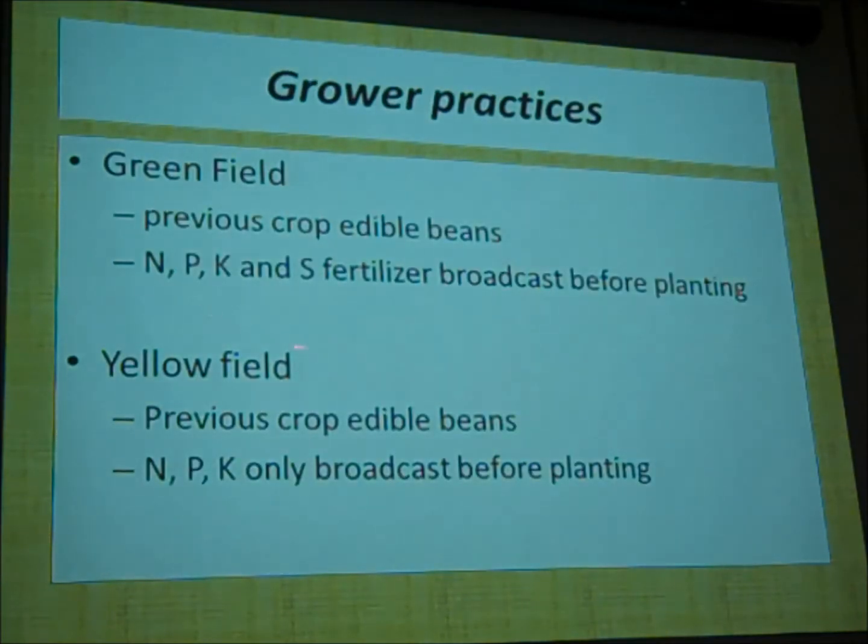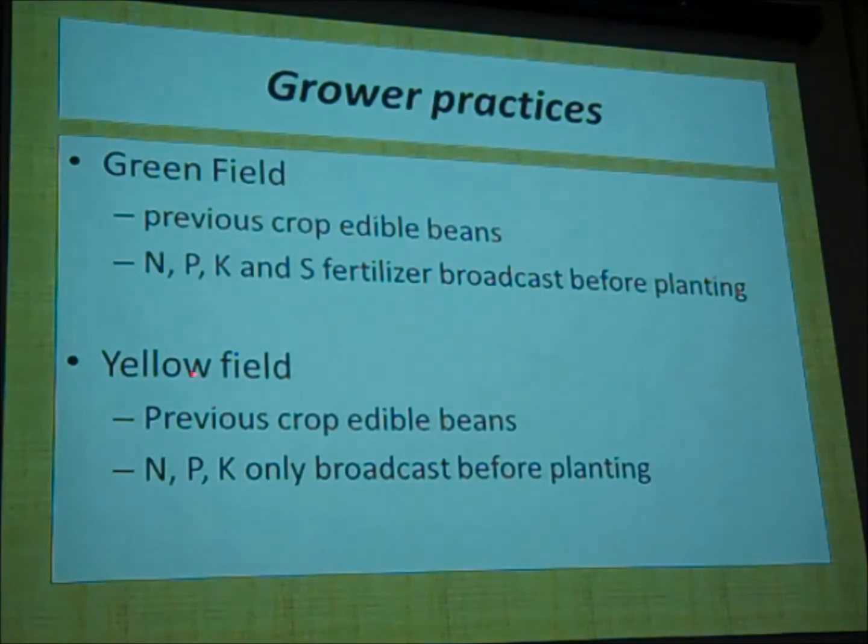So I went and talked to the farmers and I said, okay, what's the deal? So the guy with the green field, previous crop was the same. He applied NPK and S fertilizer before planting, and I said, well, what was the soil test? And he said, I don't soil test. I was really broken-hearted there. And I said, what did you put on? I don't remember what the numbers were, but it was a lot, and it was NPK and S.